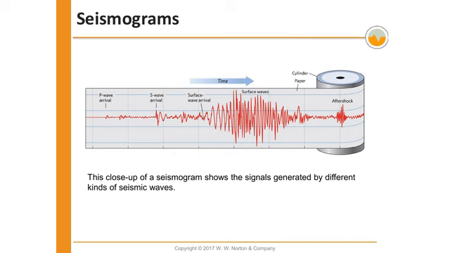Next is the S wave arrival, followed by surface waves, which typically have the largest amplitude, reflecting the most energy and causing the most damage during an earthquake. Lastly, you see the aftershock, representing smaller tremors following the main event. Notice the roll of paper and cylinder on the right, illustrating how the seismograph records these waves continuously over time.